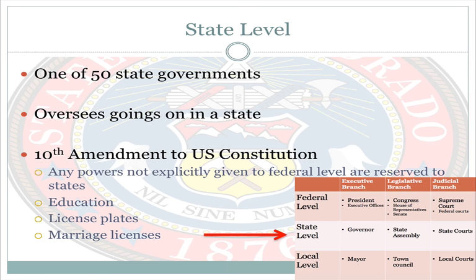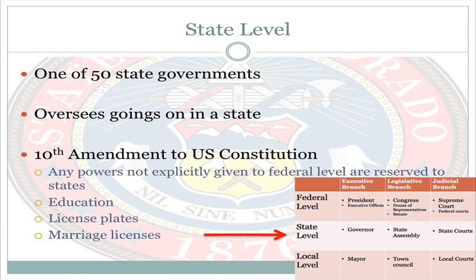License plates, marriage licenses, those types of things are reserved for each state to decide how they do each of those entities. And so the executive branch at the state level we call a governor. The legislative branch at the state level might be called the state assembly. And as we mentioned before, most states still have two houses within the state assembly, a House and a Senate kind of thing.